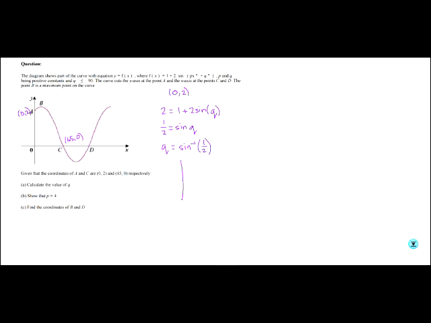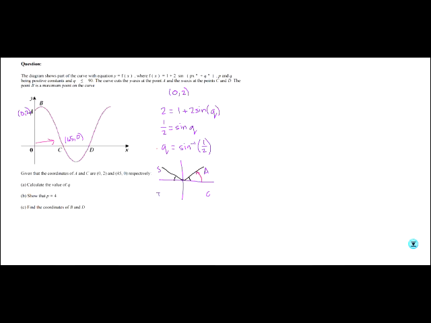Okay, so if you think about your CAST diagram, we know sine is positive here, and we know it's positive here. So we're going to get these two angles. But if you think about this graph, what we're actually doing, we're starting here, and as we're going in this direction, we're only in this first quadrant at this point. So I'm only actually interested in that angle there.